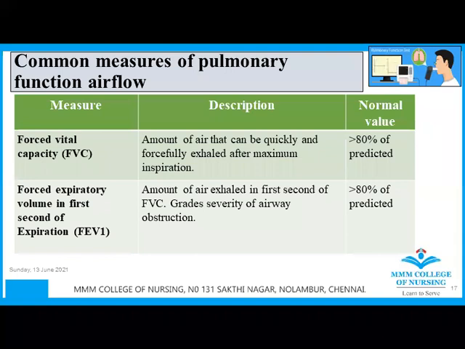Common measures of pulmonary function airflow. Forced vital capacity, otherwise denoted as FVC, is the amount of air that can be quickly and forcefully exhaled after maximum inspiration. The normal value is more than 80% of predicted. Forced expiratory volume in the first second of expiration, that is FEV1, is the amount of air exhaled in the first second of forced vital capacity. It grades the severity of airway obstruction. The normal value is more than 80% of predicted.